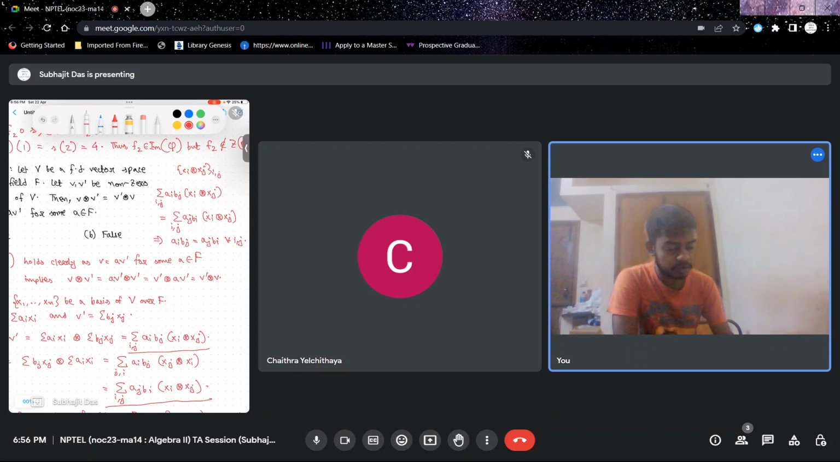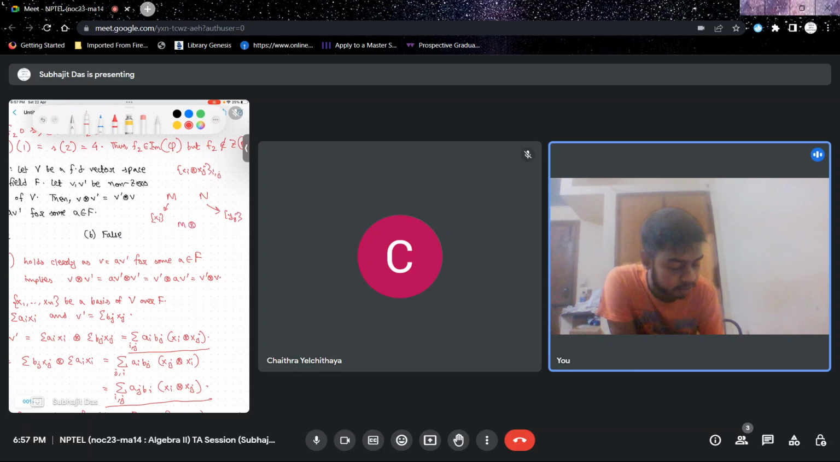Okay, so maybe I'll erase this. Let us just keep xi tensor with xj. Think of a more general situation. Assume M and N are modules over a ring A, a commutative ring A, and assume that M has a set of generators xi, just a generating set, and N has a set of generators yj. Okay, so what can you say about this tensor product?